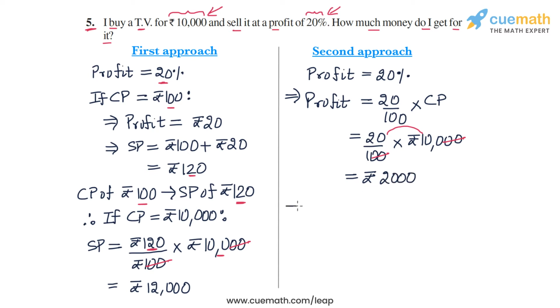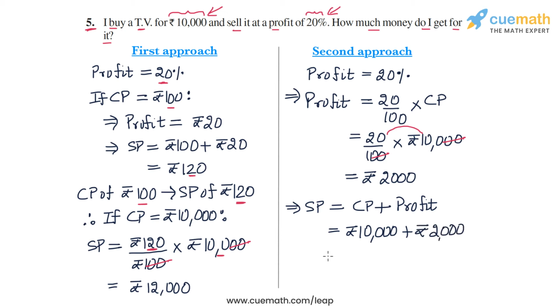And now we calculate the selling price. So the selling price will be the cost price plus the profit. Correct? So the cost price is rupees 10,000 and the profit we have calculated as rupees 2,000, and this sum is rupees 12,000. So once again we arrive at the same answer, that the selling price is rupees 12,000. So in the second approach, we have basically first calculated the profit absolute value and then added it to the cost price. Okay, so the answer for question 5 is rupees 12,000, and that completes the question.